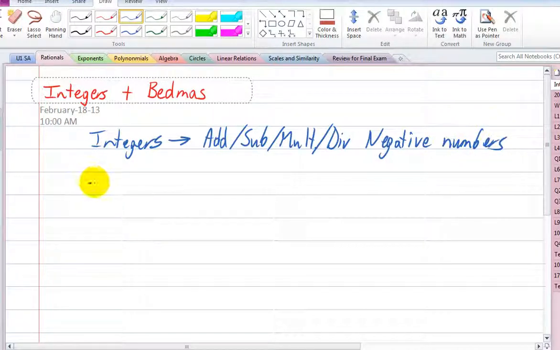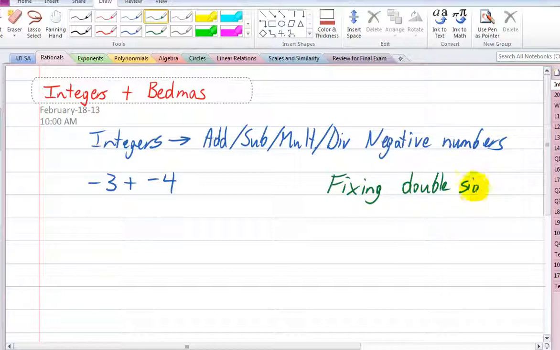So, negative 3 plus negative 4. You want to focus when you're doing these questions on fixing double signs. Okay. So you want to fix any places where there's two signs. That's your focus, fixing double signs. So we always work down in math. We very rarely work across.